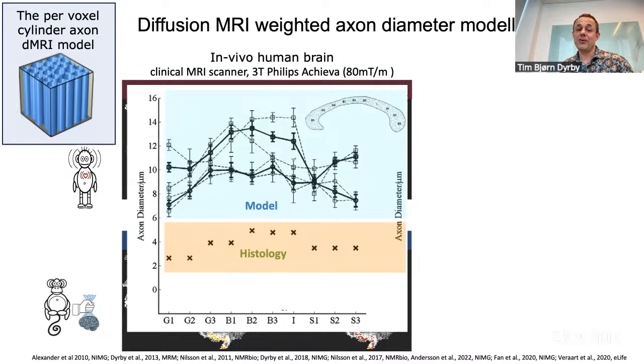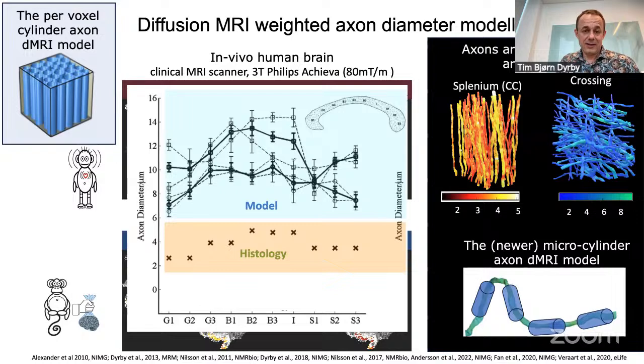We have been speculating for many years, how can this be? One thing is that axons, as we also show here, are not straight. It's a very complex form. So one parameter that might influence this axon diameter distribution is that this model assumes that axons are straight throughout the voxel. But that is not true.